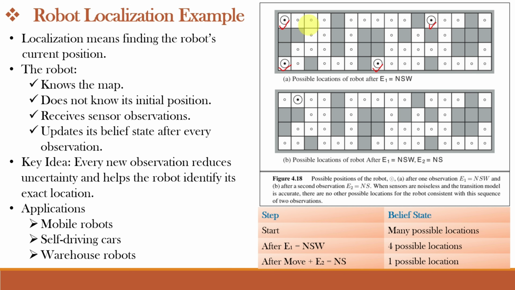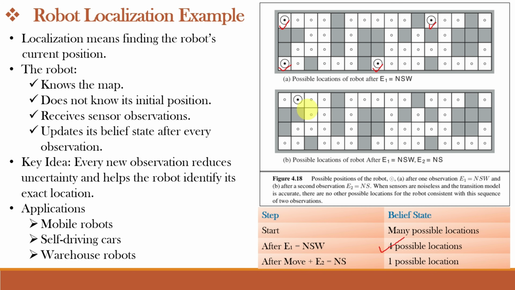Therefore, the robot removes all other locations which are impossible locations, and its belief state becomes much smaller, that is only 4 possible locations. Next, this robot performs a move action. So it moves from here to here, that is it comes to this location. Since this movement is non-deterministic, the robot cannot be completely sure where it has reached. Then it receives its second observation, that is E2 is equal to NS.